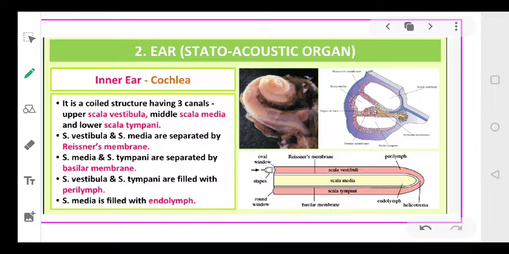Then coming to the inner ear, the first part, cochlea. We'll be talking about the cochlea. Inside the cochlea there are 3 canals, the coiled canals. The cochlea has 3 canals which are coiled.